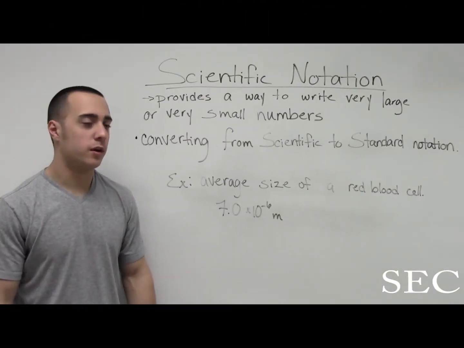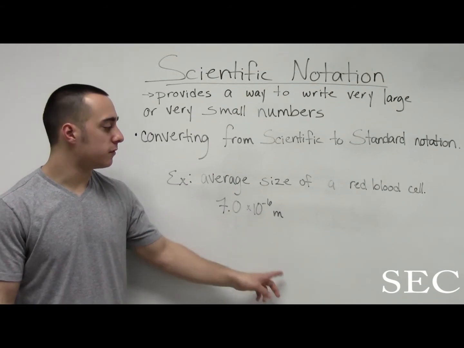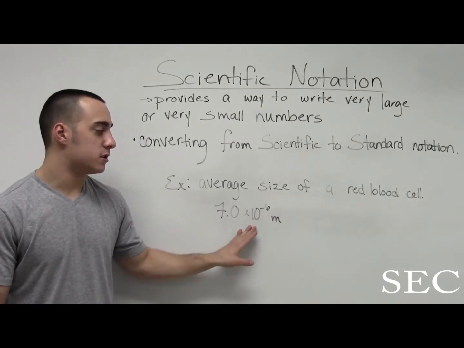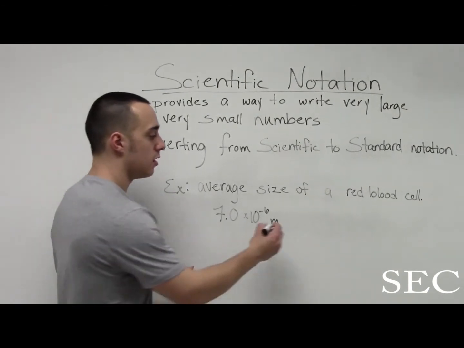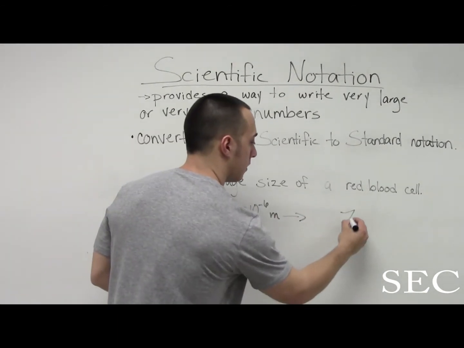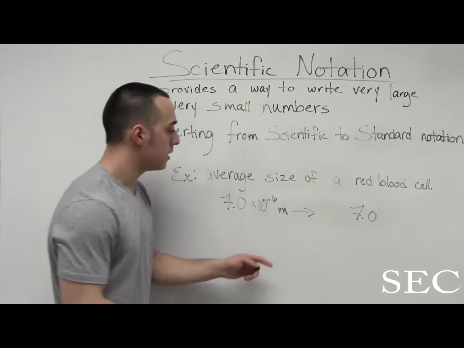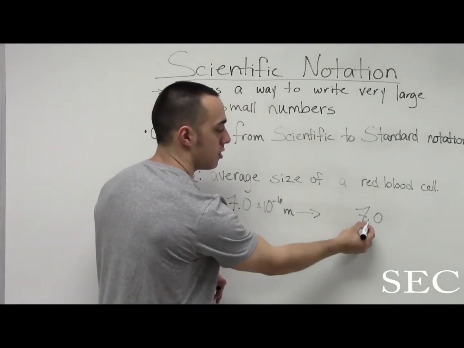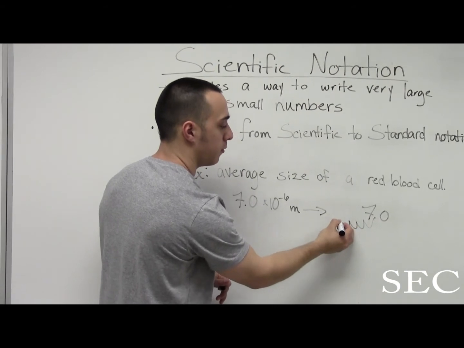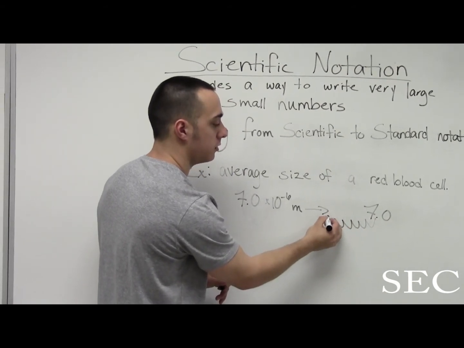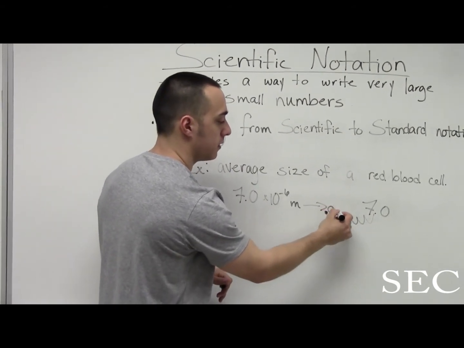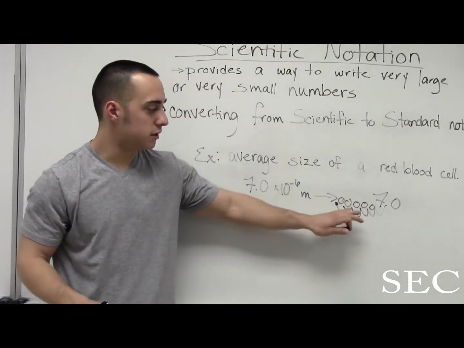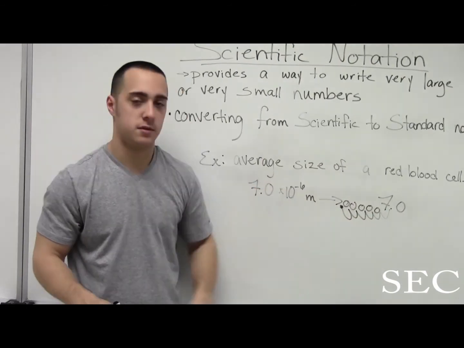In this example, we're going to convert the average size of a red blood cell from scientific to standard notation. Note that your exponent is negative, meaning that this number is going to be very small. We're going to start by writing 7.0. Now we're going to move the decimal place from right to left, 6 places. 1, 2, 3, 4, 5, 6, your new decimal place. Fill in the rest with zeros, and your new answer will be 0.000007 meters.